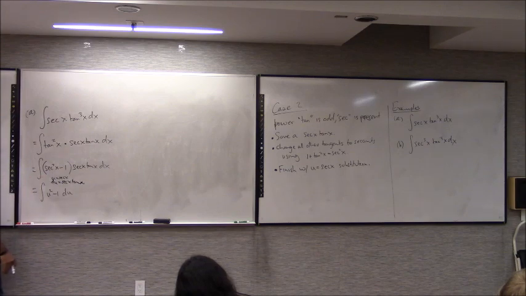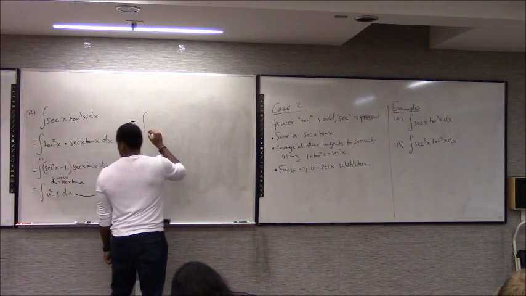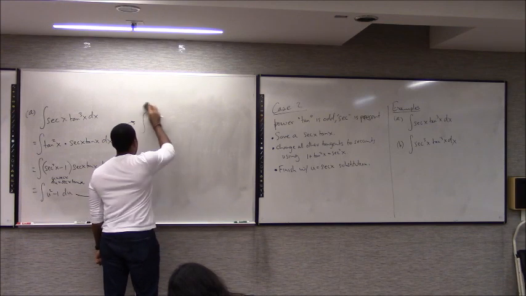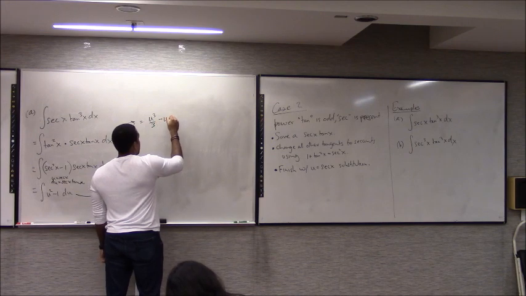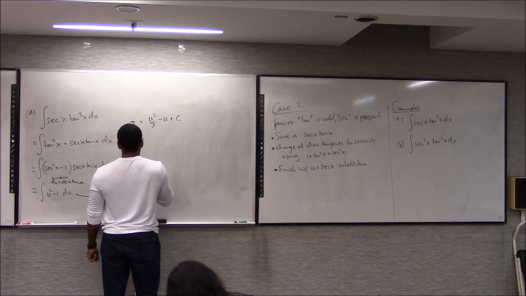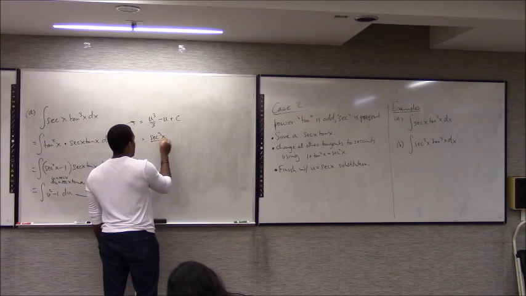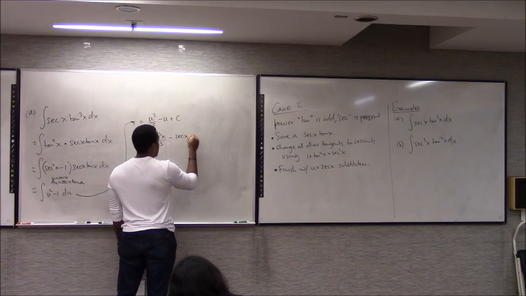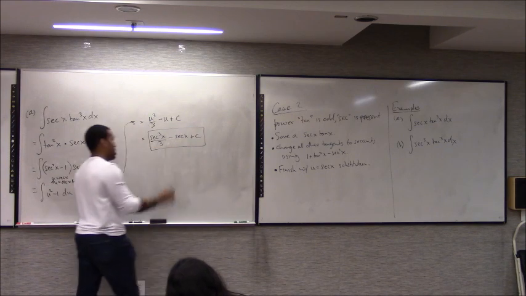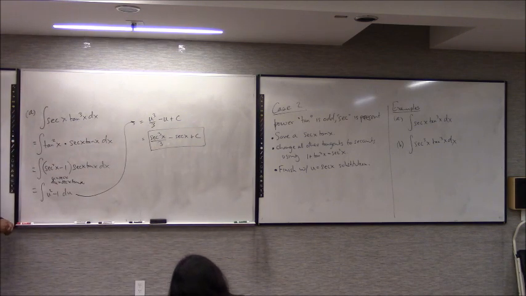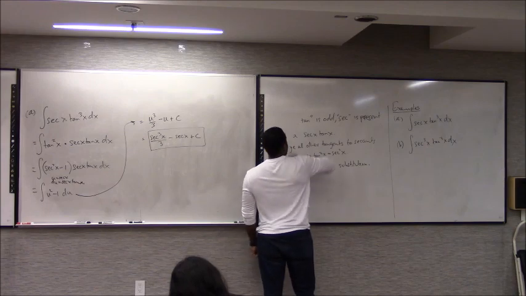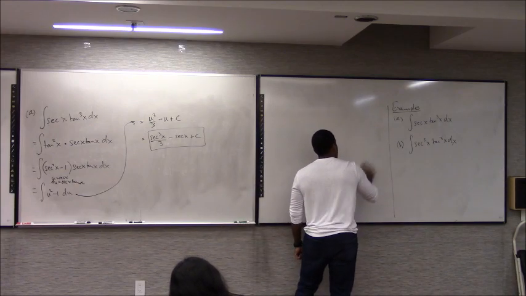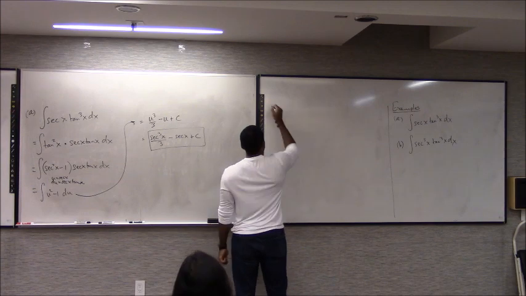And just plug those in. So u cubed over 3 minus u plus c. And u was secant, so that's secant cubed over 3 minus secant plus c. That one. We'll get some interesting cases with secants and tangents after this. Let's just get through the last example here. B.